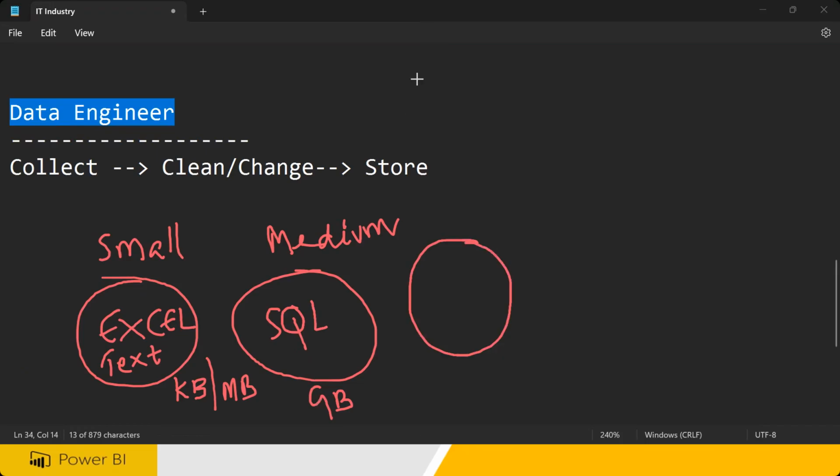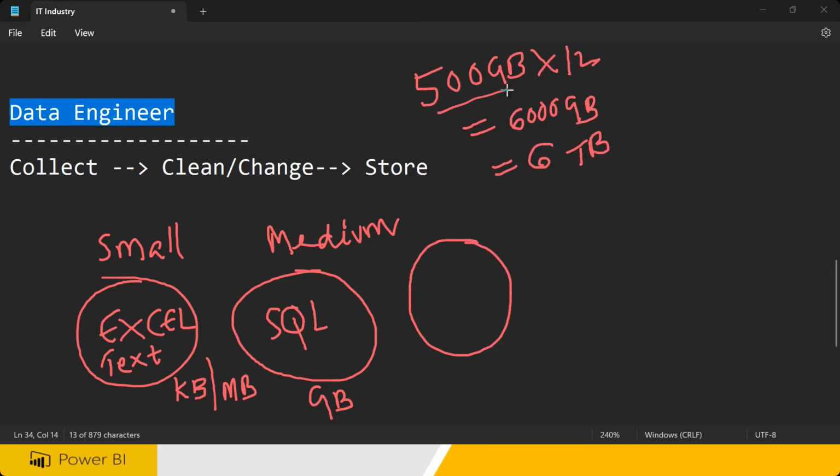But tomorrow, think about getting 500 GB of data every month. Multiplied by 12 months, that is equivalent to 6,000 GB. One year of data I'm talking about is equivalent to 6 terabytes for Amazon. Every month 500 GB, 12 months is equivalent to 6 terabytes. If you take 10 years of data, how much will it be? It will be 60 terabytes of data we are talking about. This much bigger data.